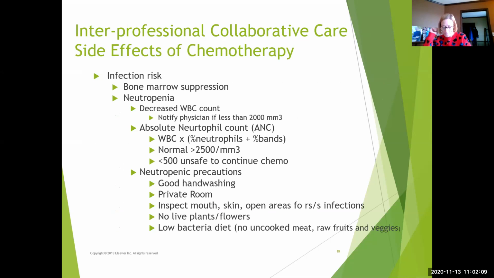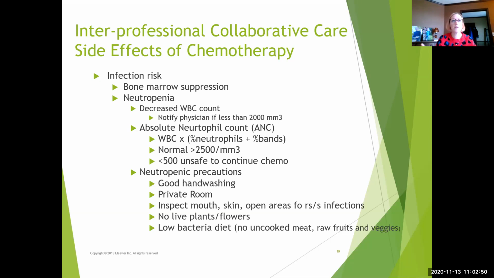So the side effects of our chemotherapy, many of which you should probably already know, neutropenia being a big thing. The white blood cell count for our patients significantly decreases oftentimes. If it gets too low, we know that their ability to fight off infection is just not there, so they might have to be placed in neutropenic precautions. If they get less than 2,000 white blood cell count, then we should be notifying the physician, and they might potentially need to be placed on those neutropenic precautions.